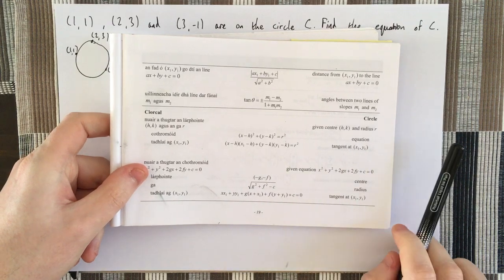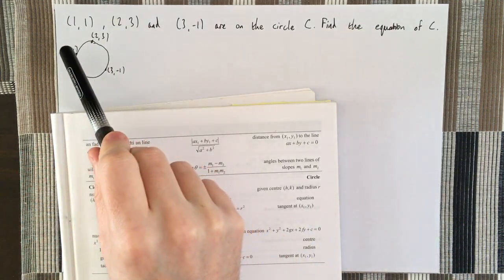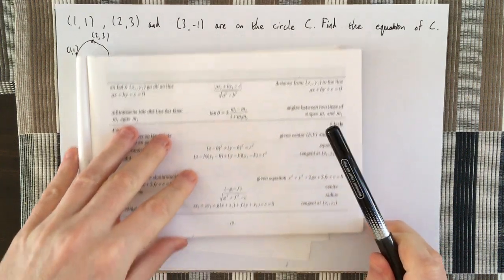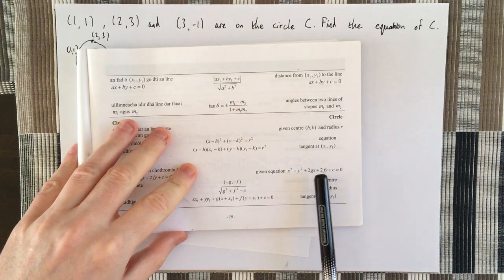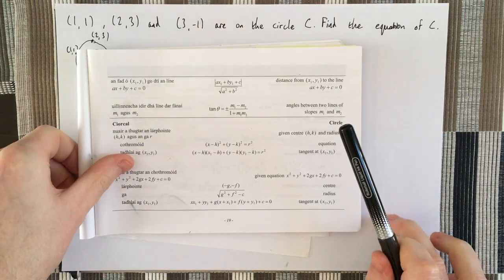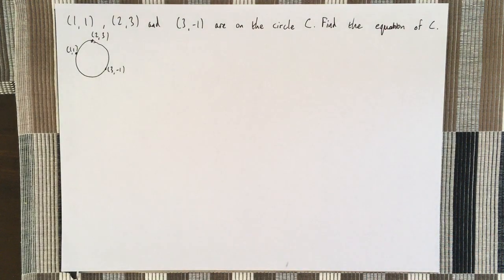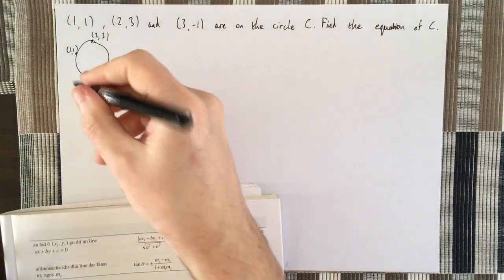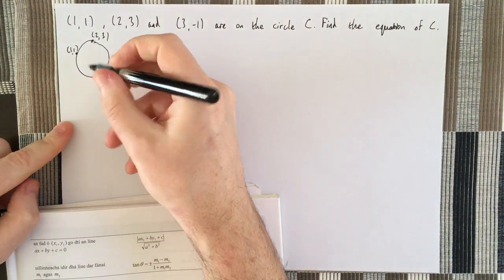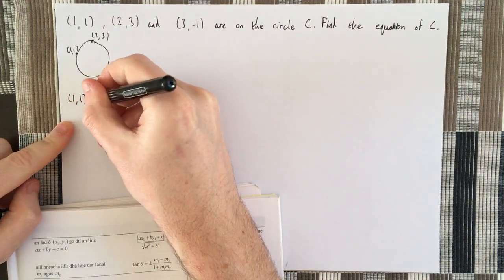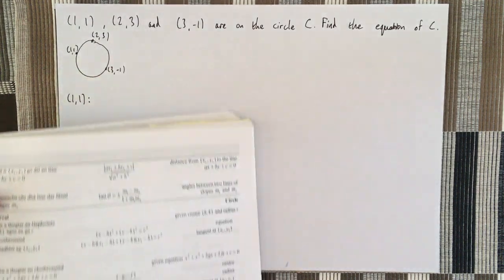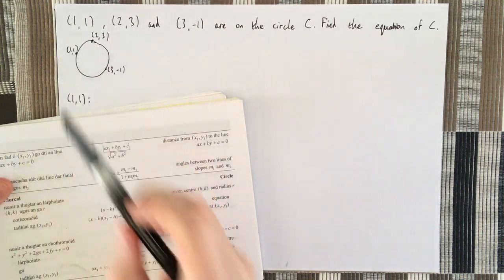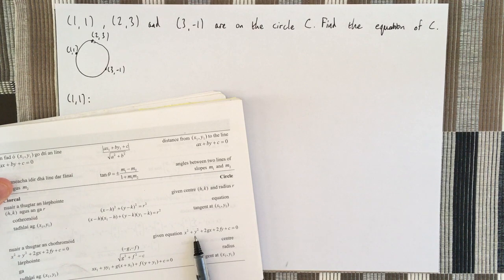All right, so what I am going to do is sub each of these points into my g, f, and c equation, and then I'll be able to solve it from there. But let's just sub them in first. So my first point is (1, 1). Let's sub that in. So the 1, 1, that's the x and the y. Points on the circle get subbed in for x and y.